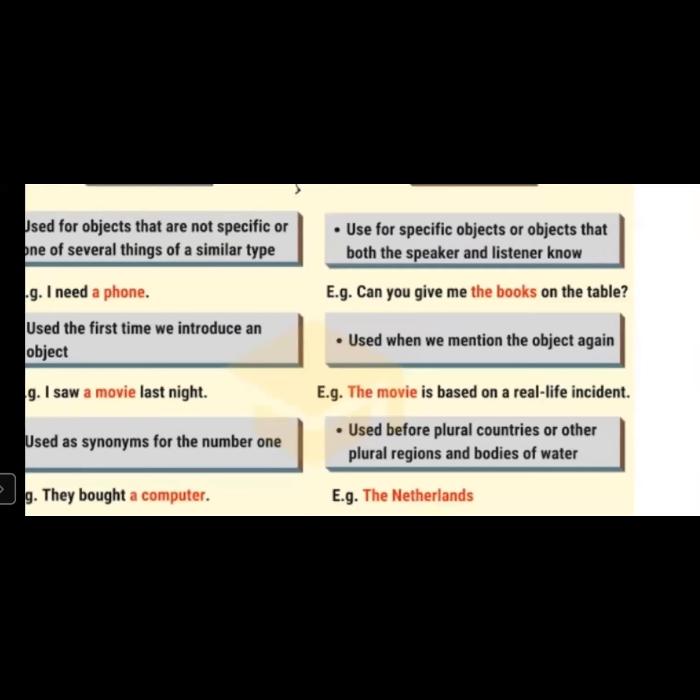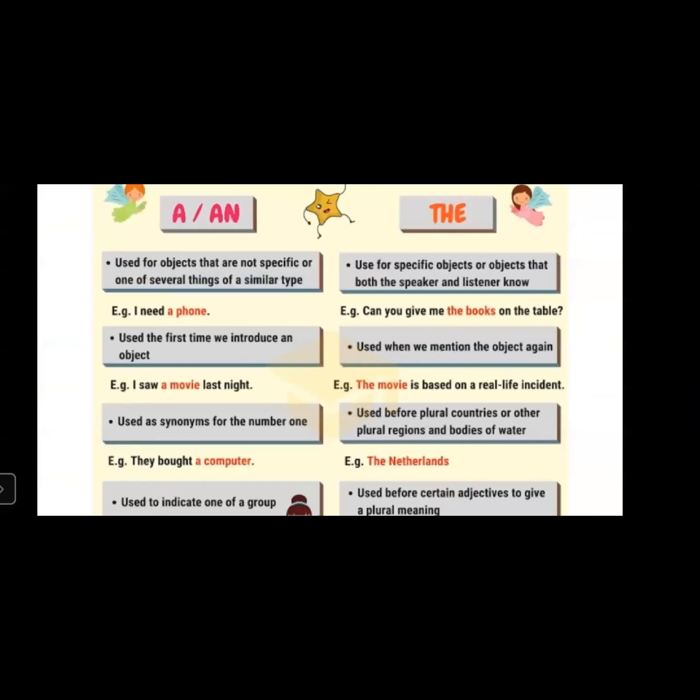Then the is used when we mention an object again. For example, the movie is based on a real life incident. Then it is also used before plural countries or other plural regions and bodies of water, like the Netherlands, the Indian Ocean, or the islands also. When we are telling that, we are using the. Now we'll see a and an.